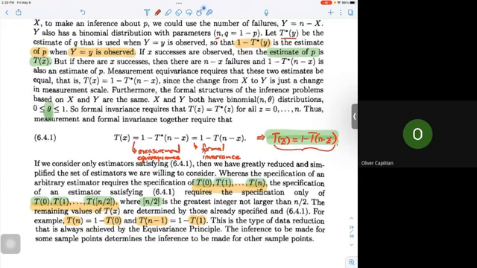So this is the type of data reduction that is always achieved by the equivariance principle. Okay, so any questions or clarifications on the equivariance principle?